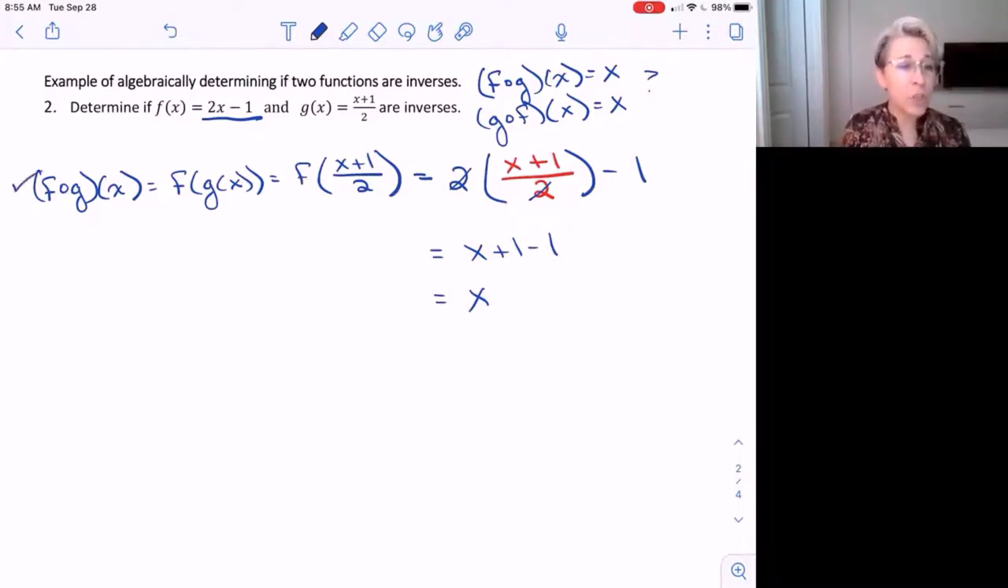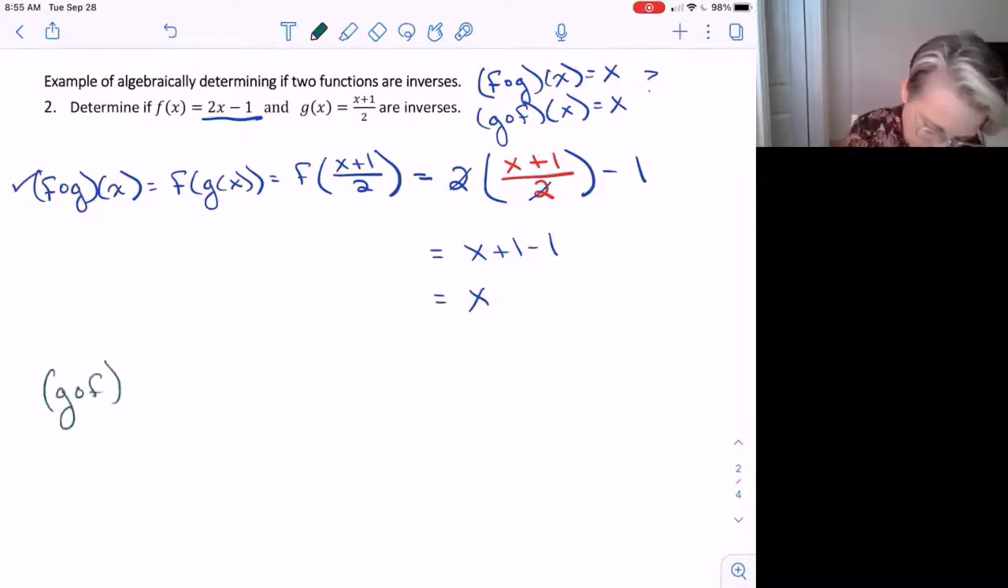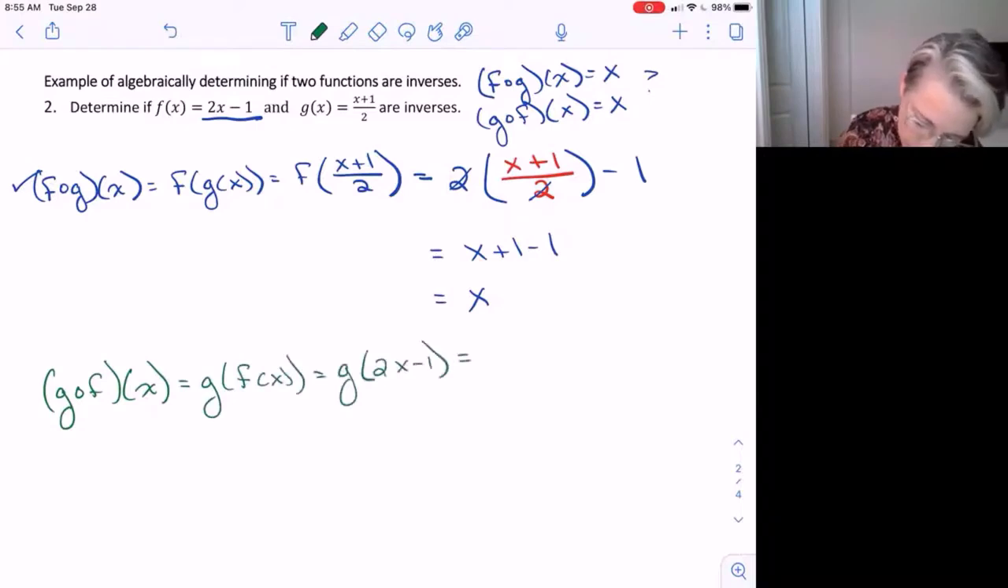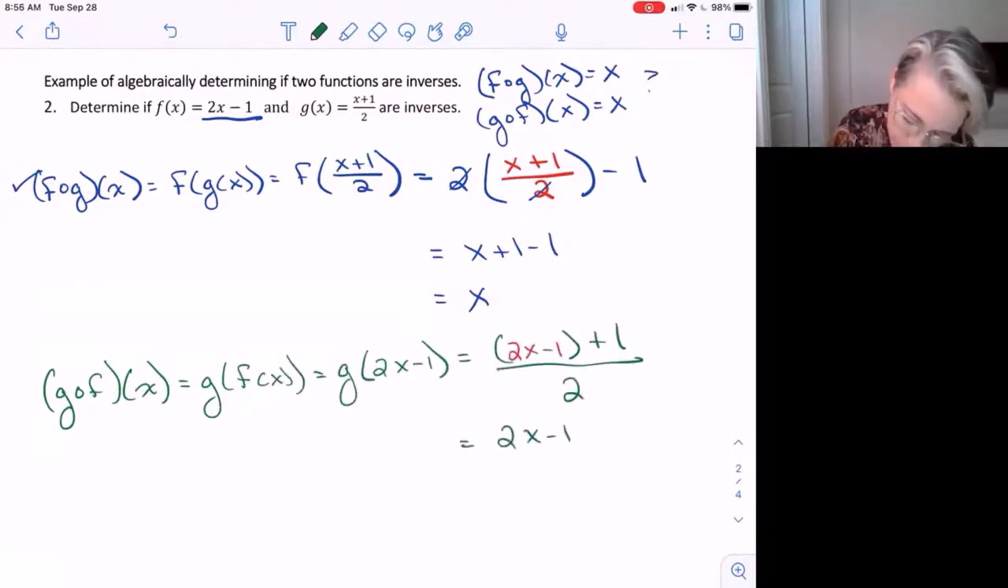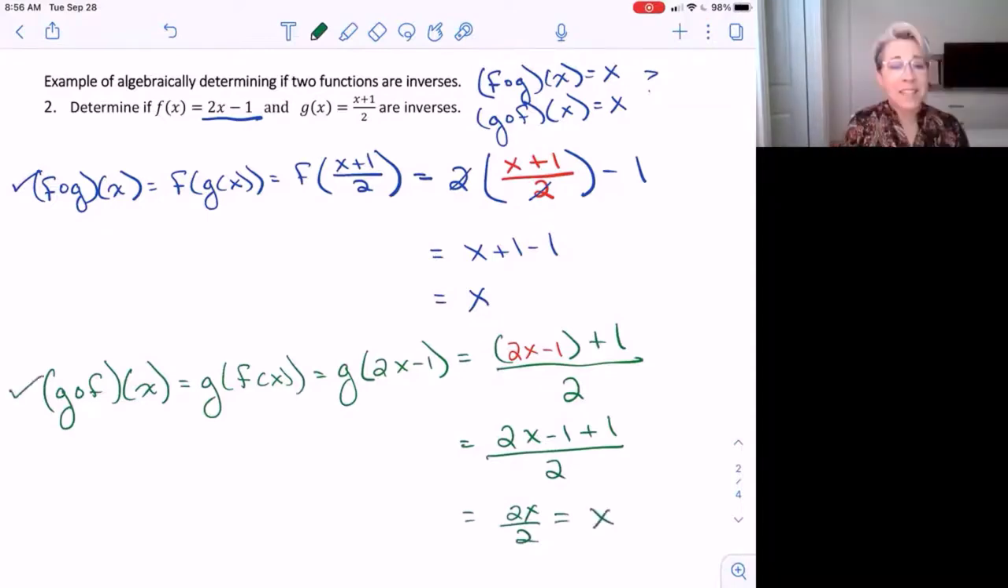Now we have to try g of f. So when we plug in f of x into g of x, we don't need the parentheses anymore. The 1's reduce, the 2's divide out, and we are left with x. So f of x and g of x are in fact inverse functions.